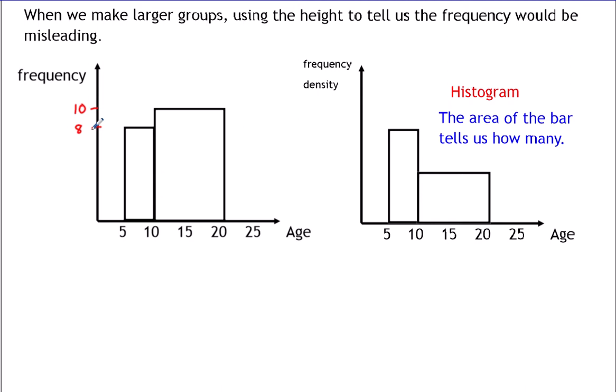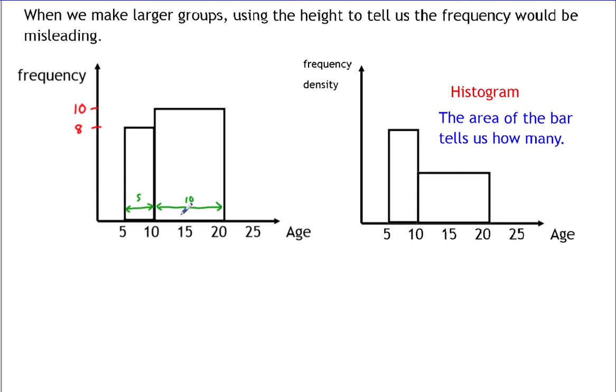But then you could also say, yeah, but hang on. There's 8 people in a group that goes from age 5 to age 10. There's only 10 people in a group which goes from age 10 to age 20. That's not fair. Of course there's going to be more people. Looking at these widths, look, this one is 5 wide, this one is 10 wide. But there's not twice as many people in it.